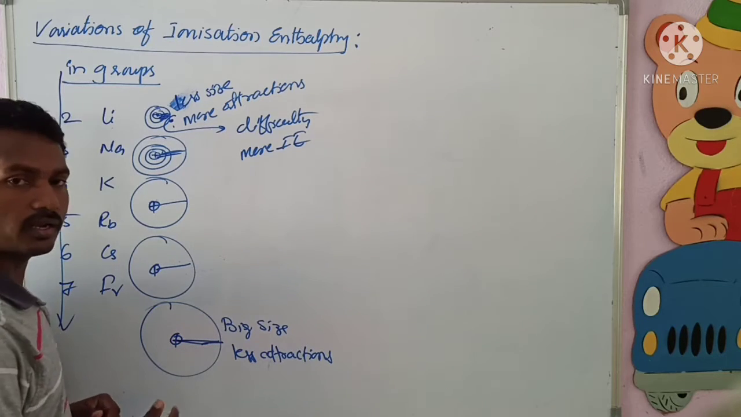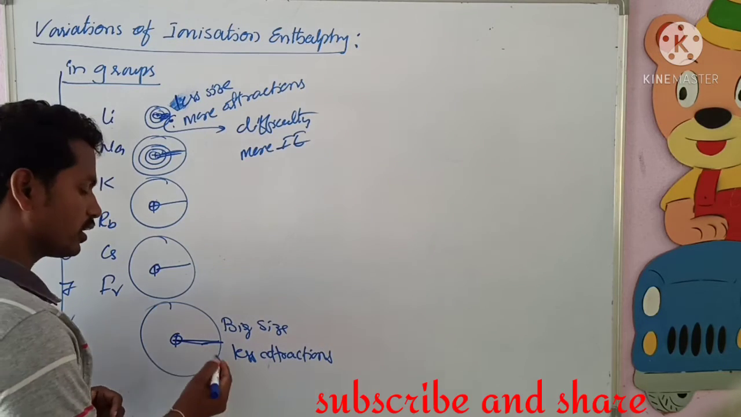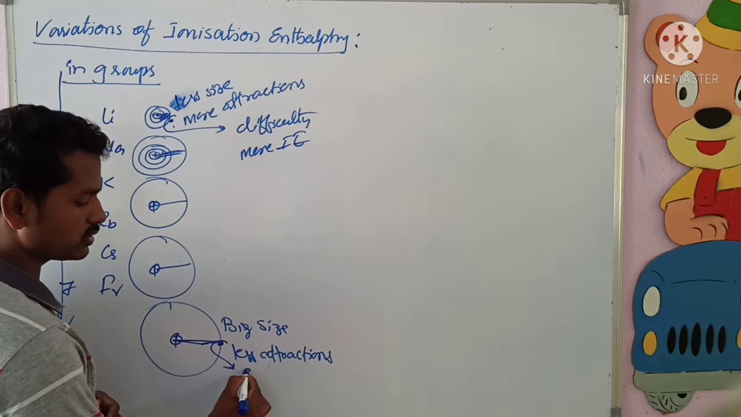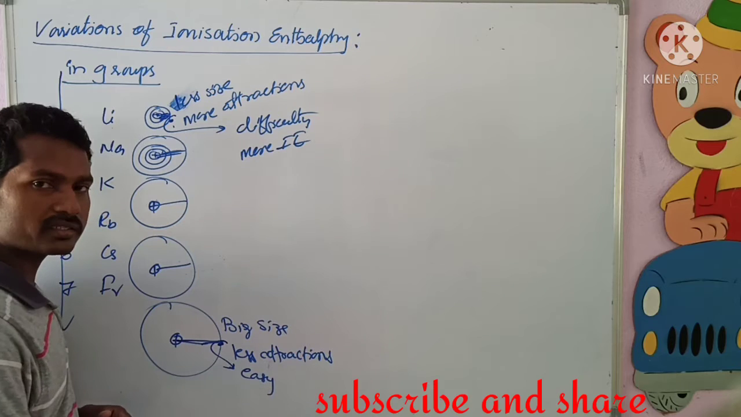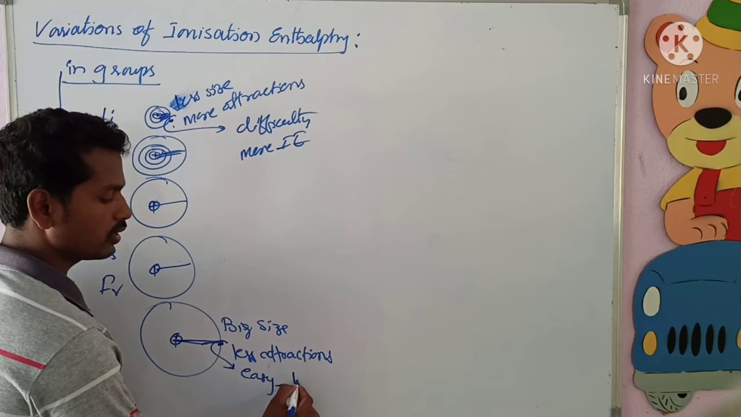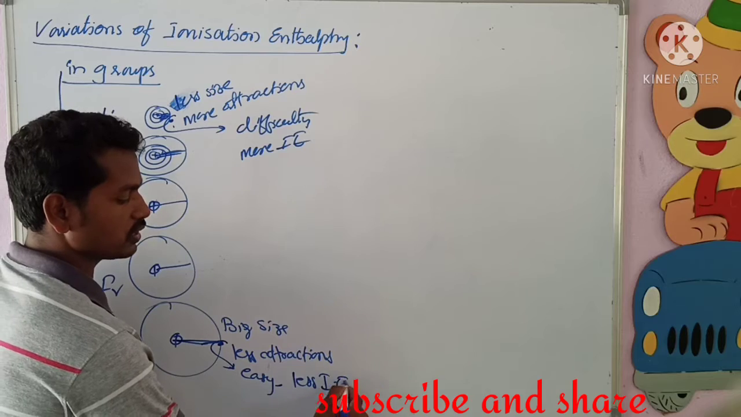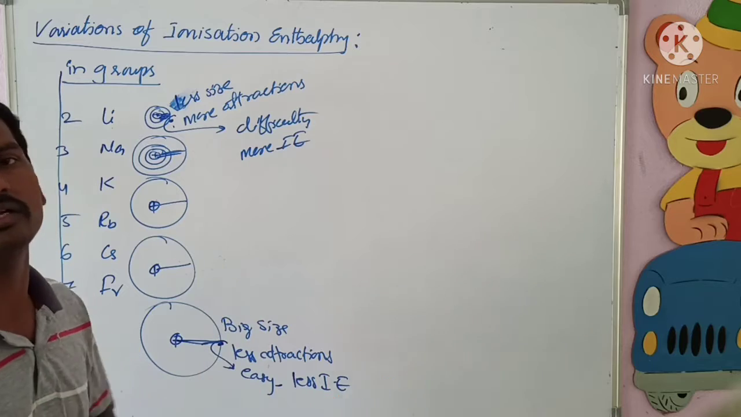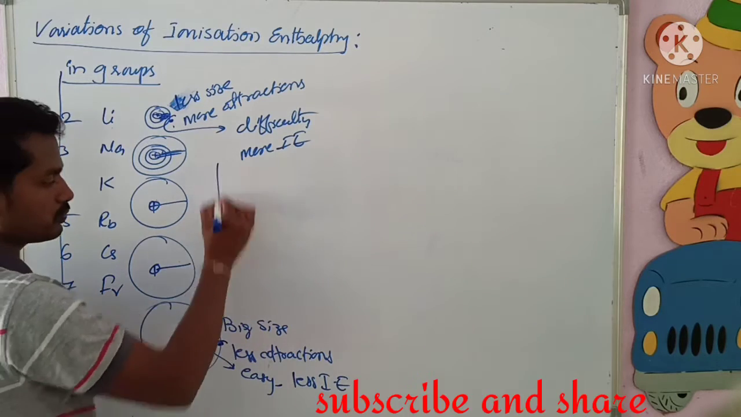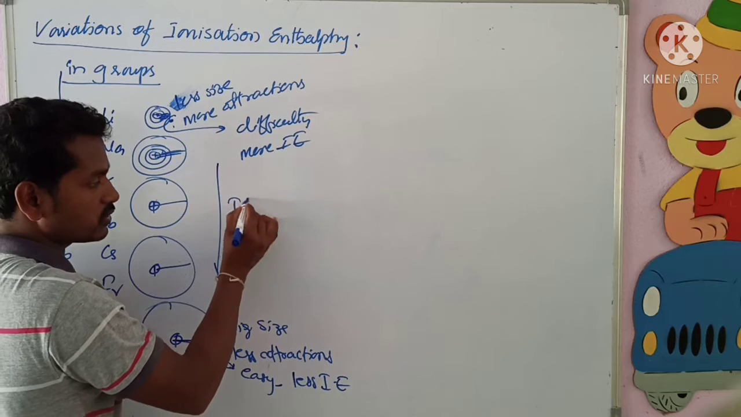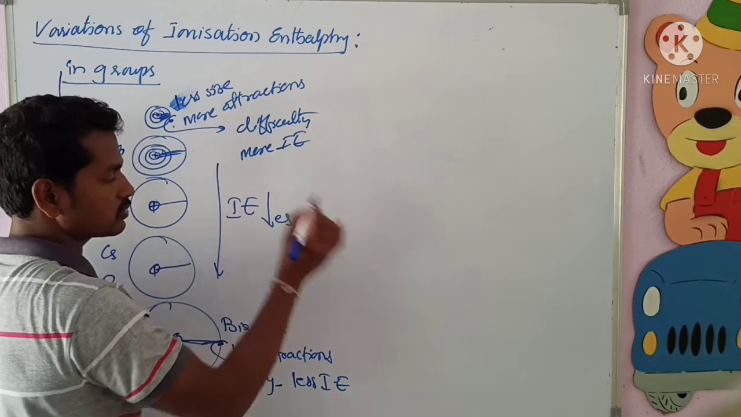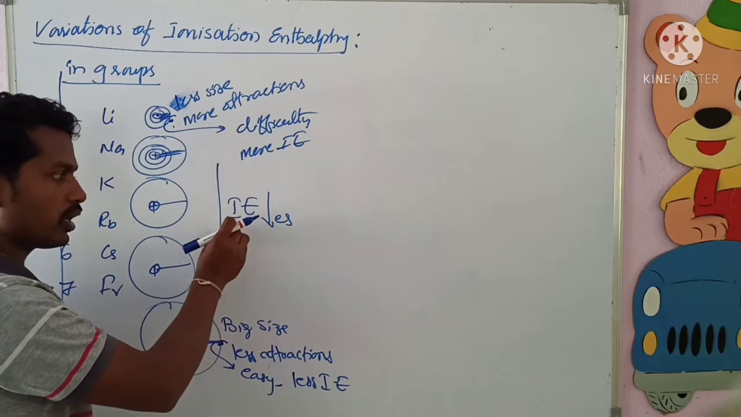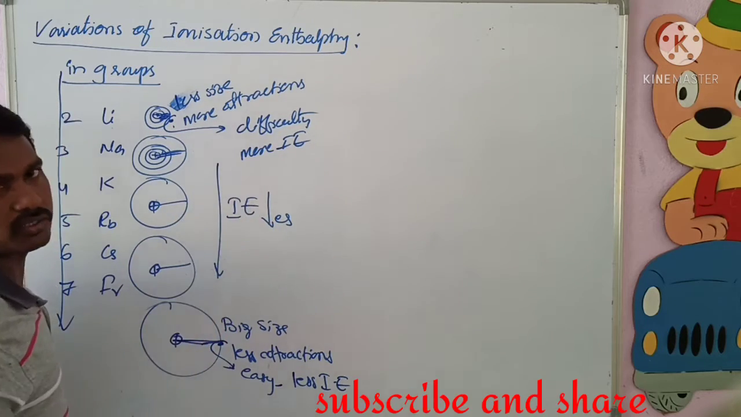Here the distance is very high, so the attraction forces are less, and removing the electron is easy. Then you apply less ionization energy. What happens from top to bottom? Ionization energies decrease. From top to bottom, ionization energies decrease.